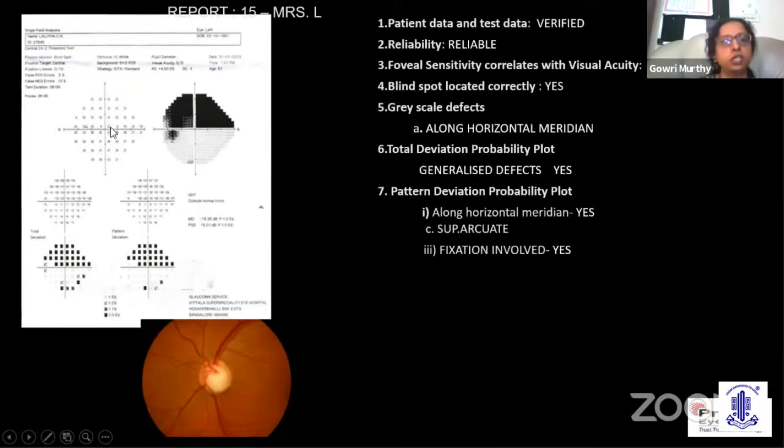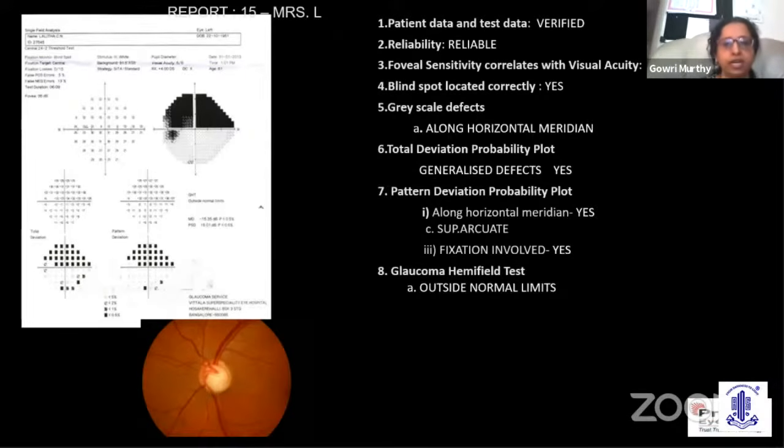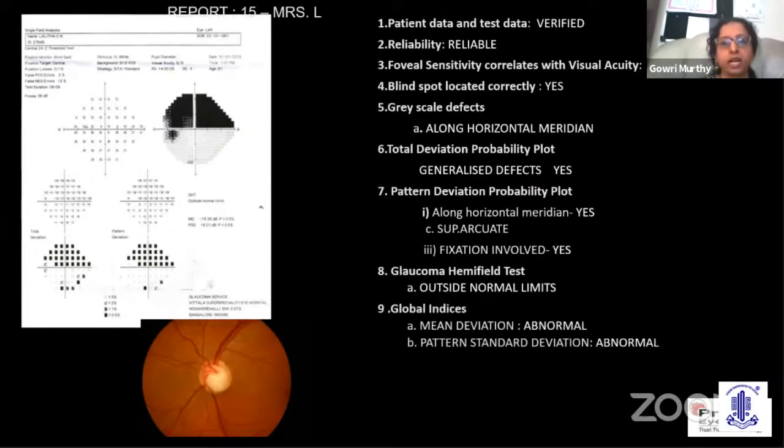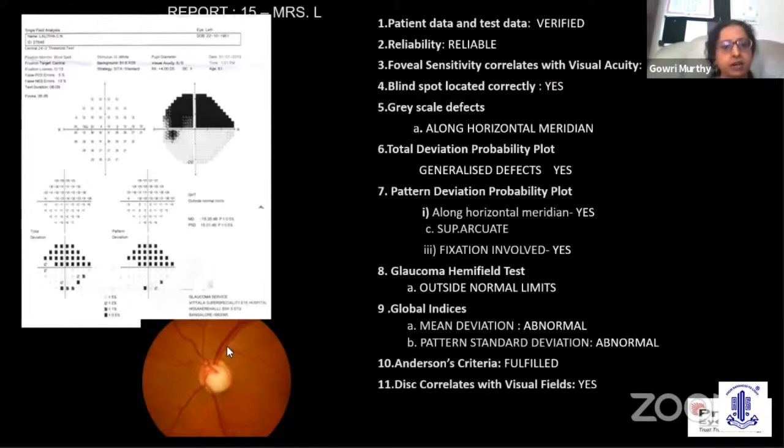because these 2 points are single digit numbers or 0. So this particular patient should preferably undergo a 10-2 testing to look at the central 10 degrees in more detail. GHT obviously will be outside normal limits, and MD and PSD will be abnormal. Anderson's criteria is also fulfilled, and the disc here, which shows inferior rim loss, correlates with the visual fields, and therefore again this is a field where glaucoma is definitely present.